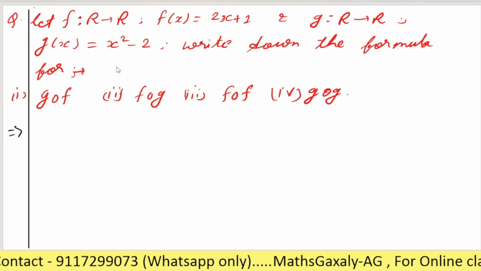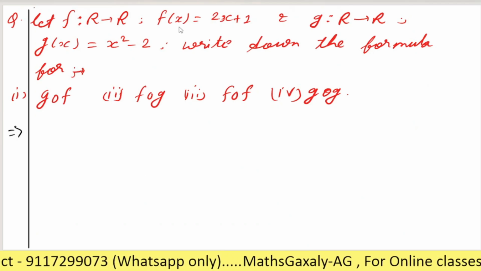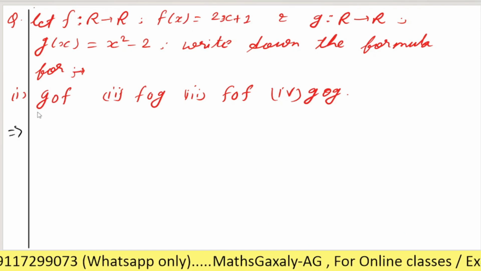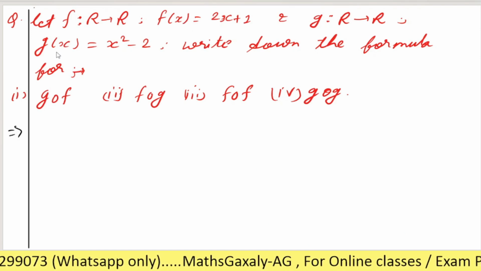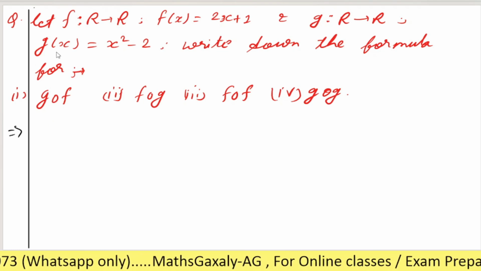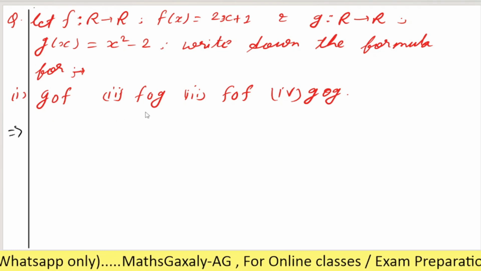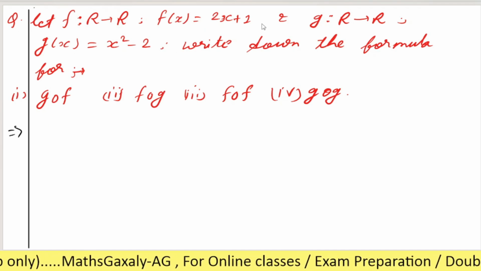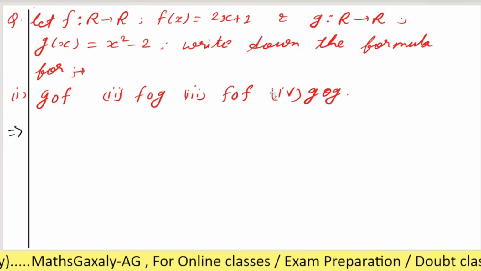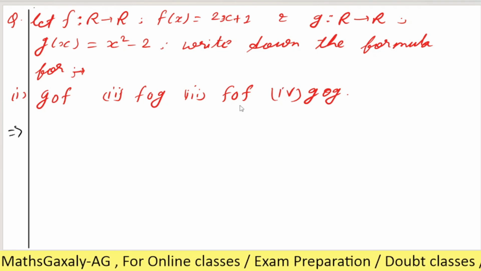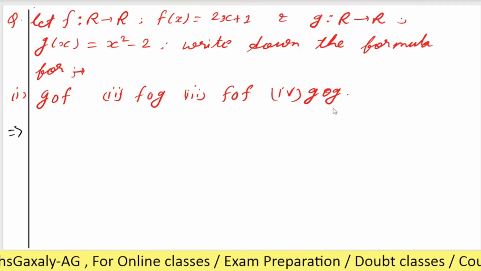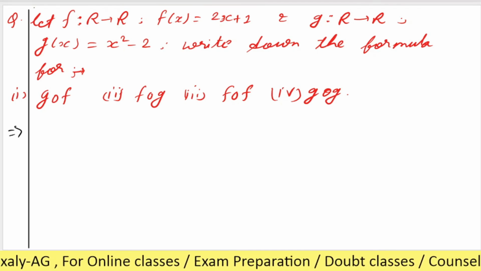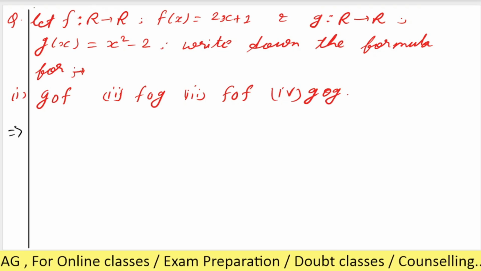For fog, you have to take the function gx and put it in the function fx and see what will be the result. Similarly, when you do fog, you have to take gx and put it in fx, and check the result. Similarly, you have to do fof and gog. So let's try this one and send me the photo. After that, I will explain it.